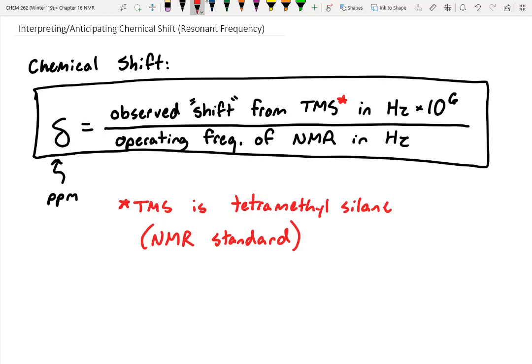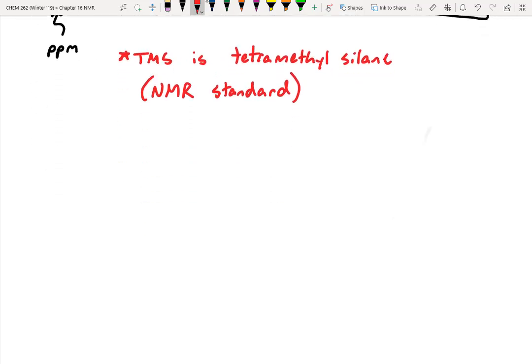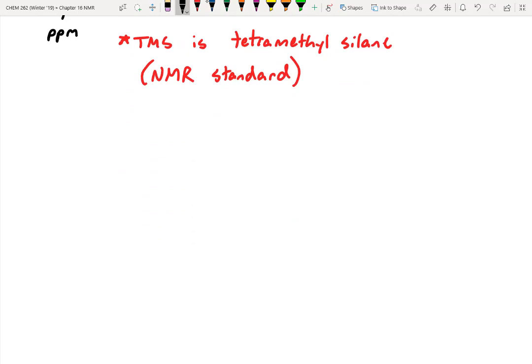Yep. Is there a reason why that shows up at 0 that we know, or it just does? So it was basically just arbitrarily picked to be a standard because it's very reliably at one frequency. It doesn't move around. And it was very close to what was previously designated as 0. So they just chose that. Yeah. All right, so let's take a look at the NMR scale.